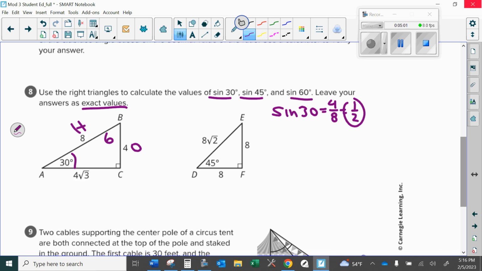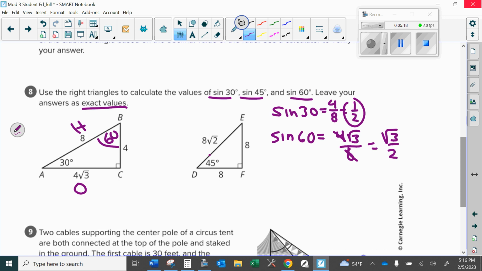Okay, here's 60 degrees. So if I use that as my reference angle, then this is the opposite over the hypotenuse. So the sine of 60 is 4 root 3 over 8, so that reduces down to root 3 over 2.